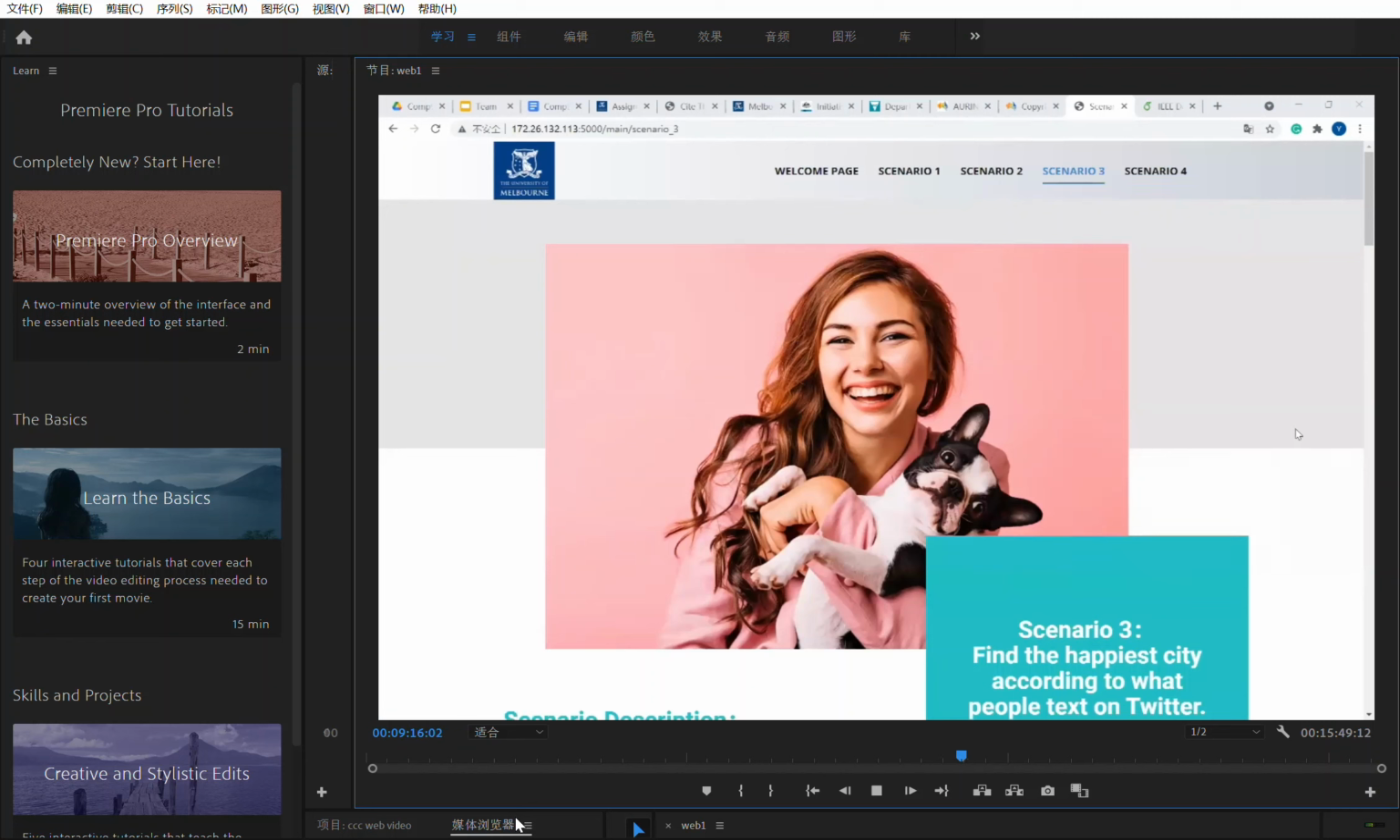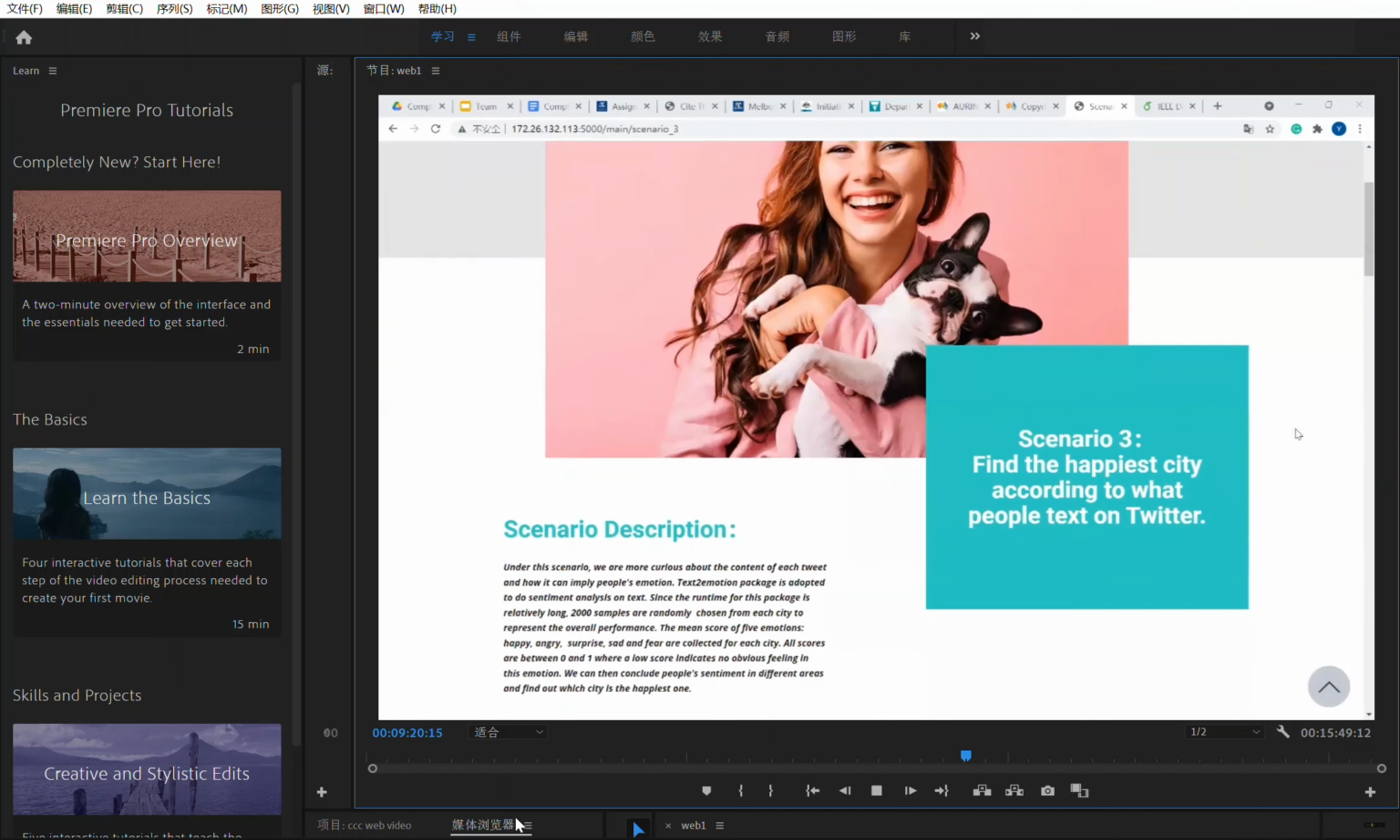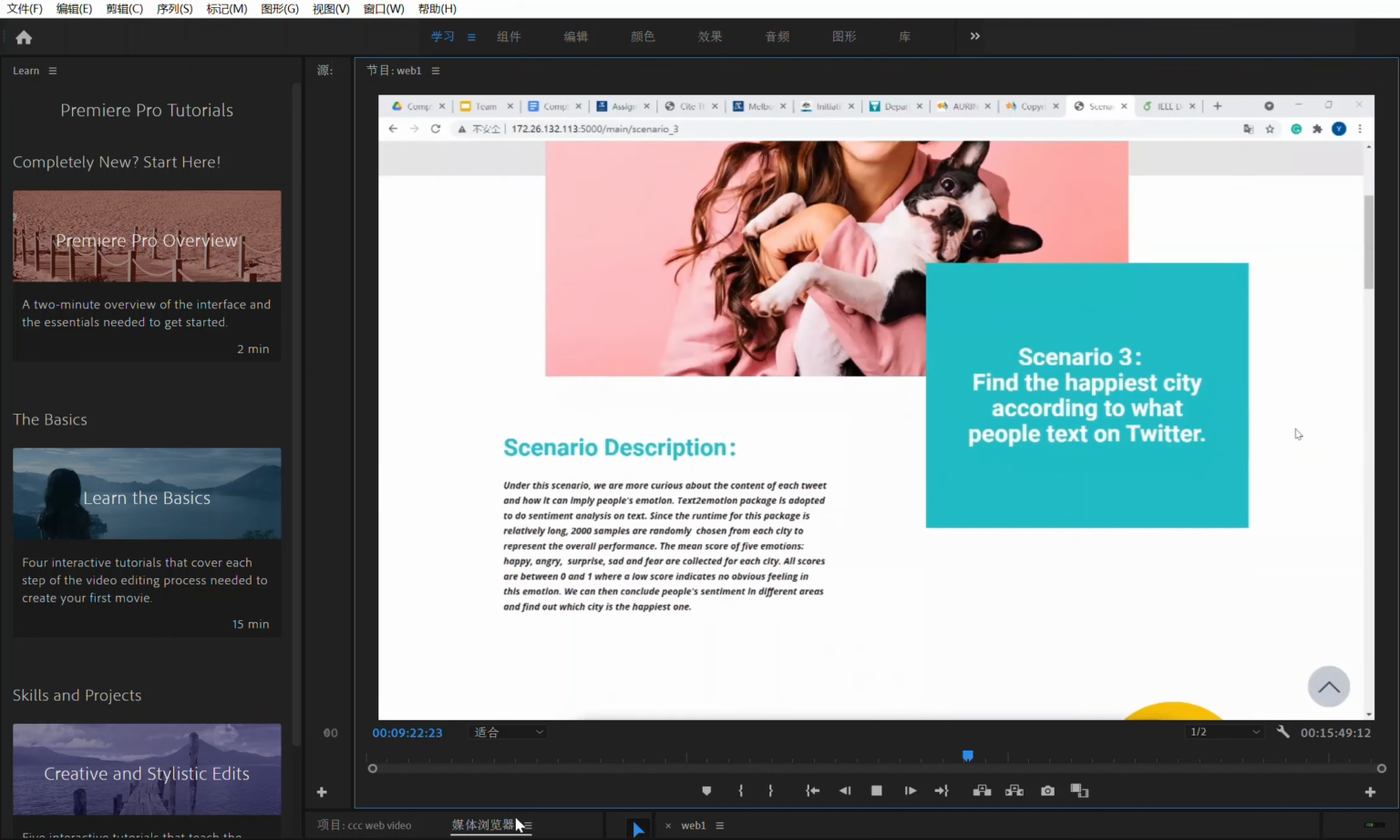Scenario 3 will find the happiest city according to what people text on Twitter. Under this scenario, we are more curious about the content of each tweet and how it can imply people's emotion. We use text-to-emotion package, but the runtime is relatively long, so we randomly select 2,000 samples for each city to represent the overall performance. The mean scores of 5 emotions are happy, angry, surprise, sad, and fear.